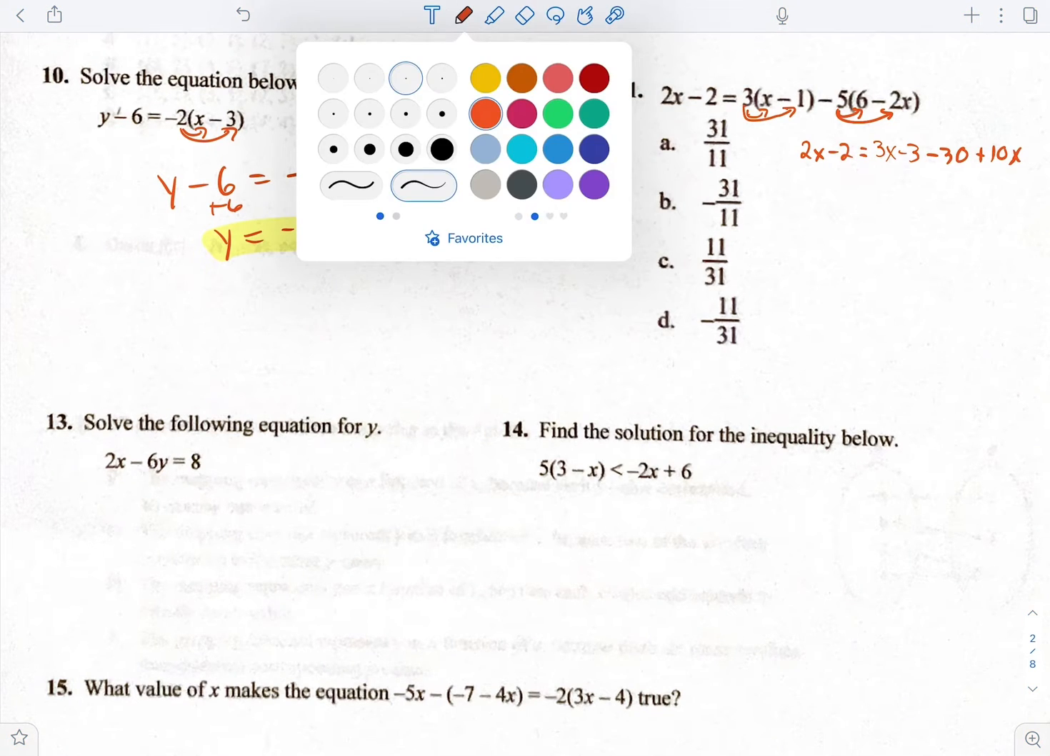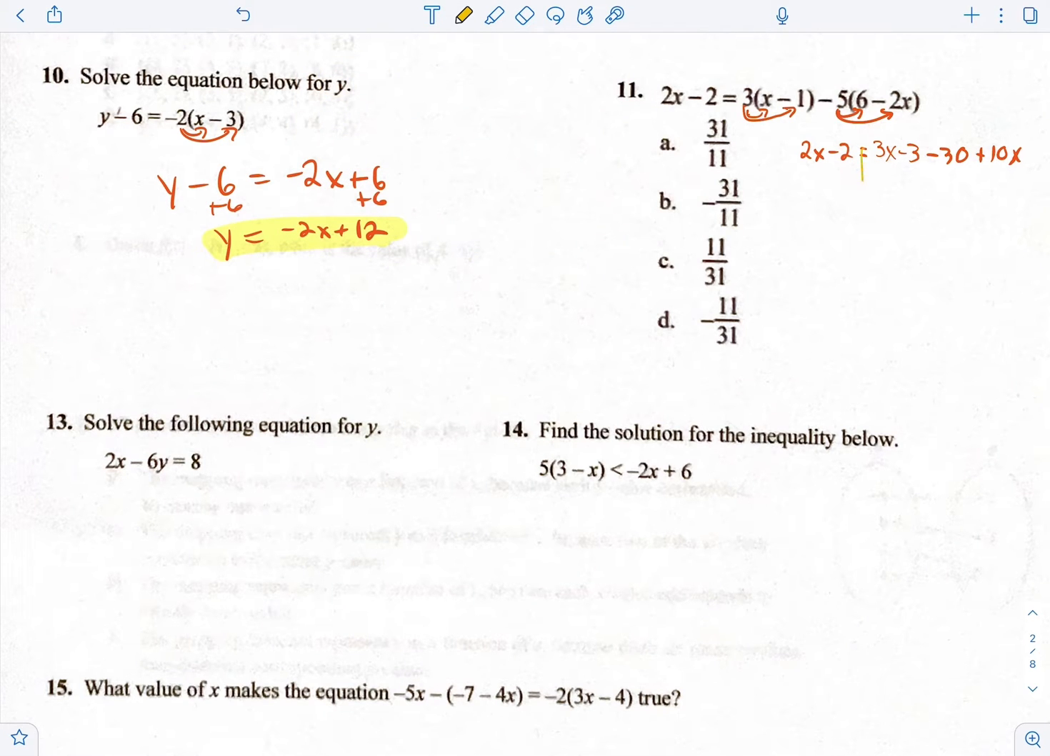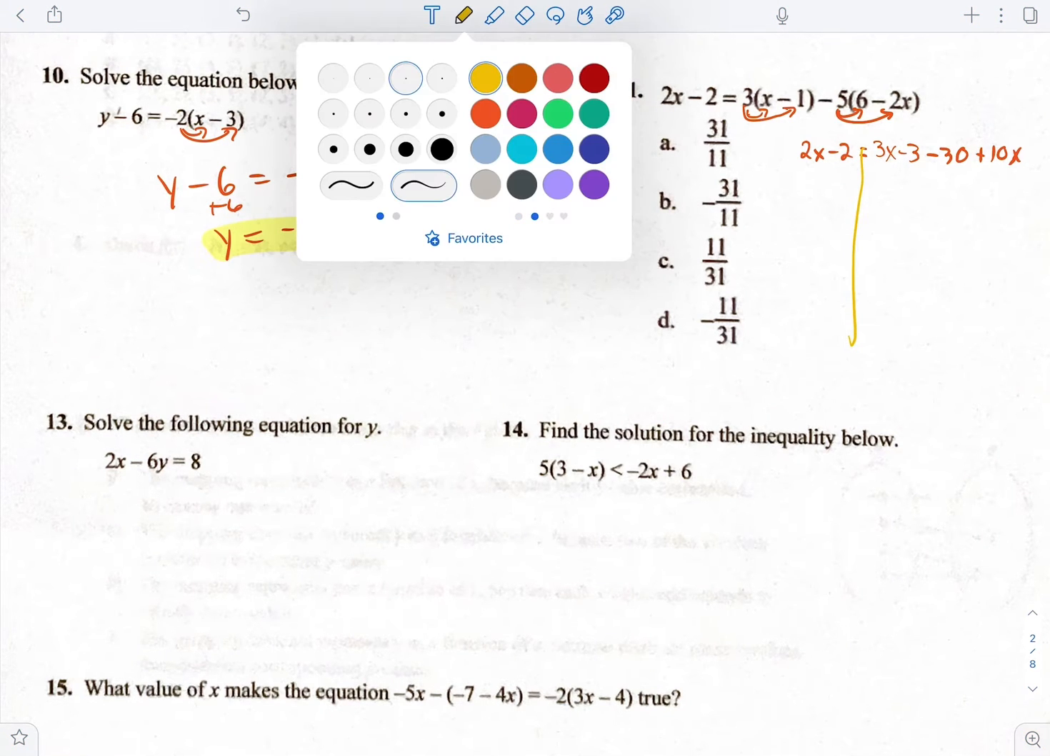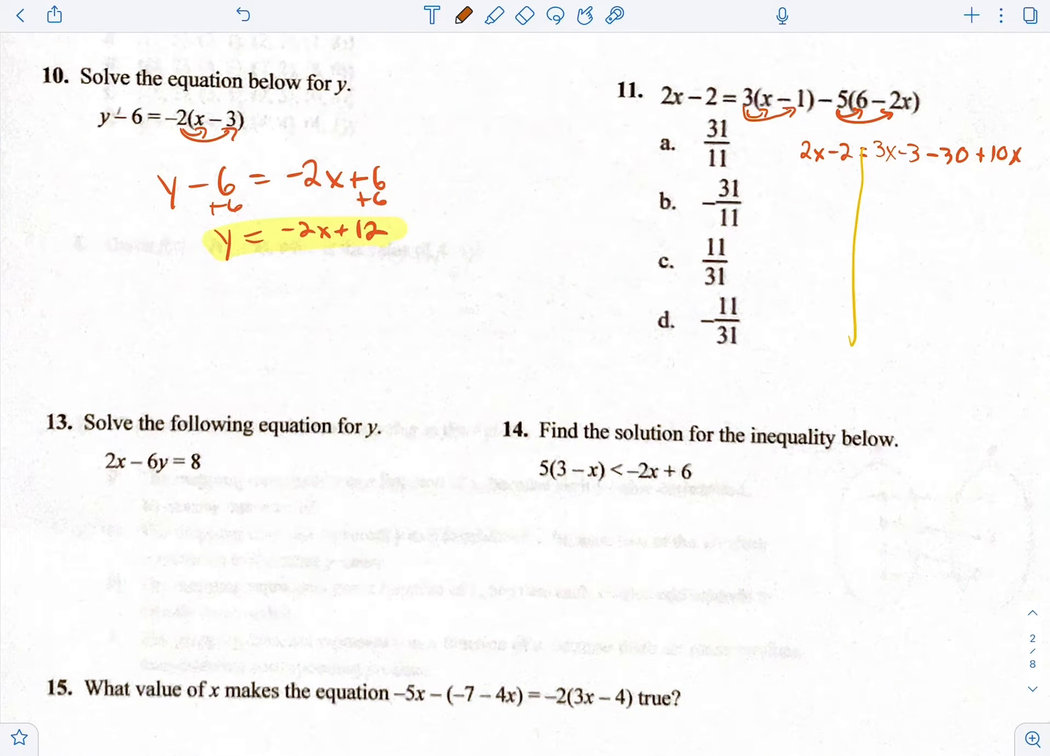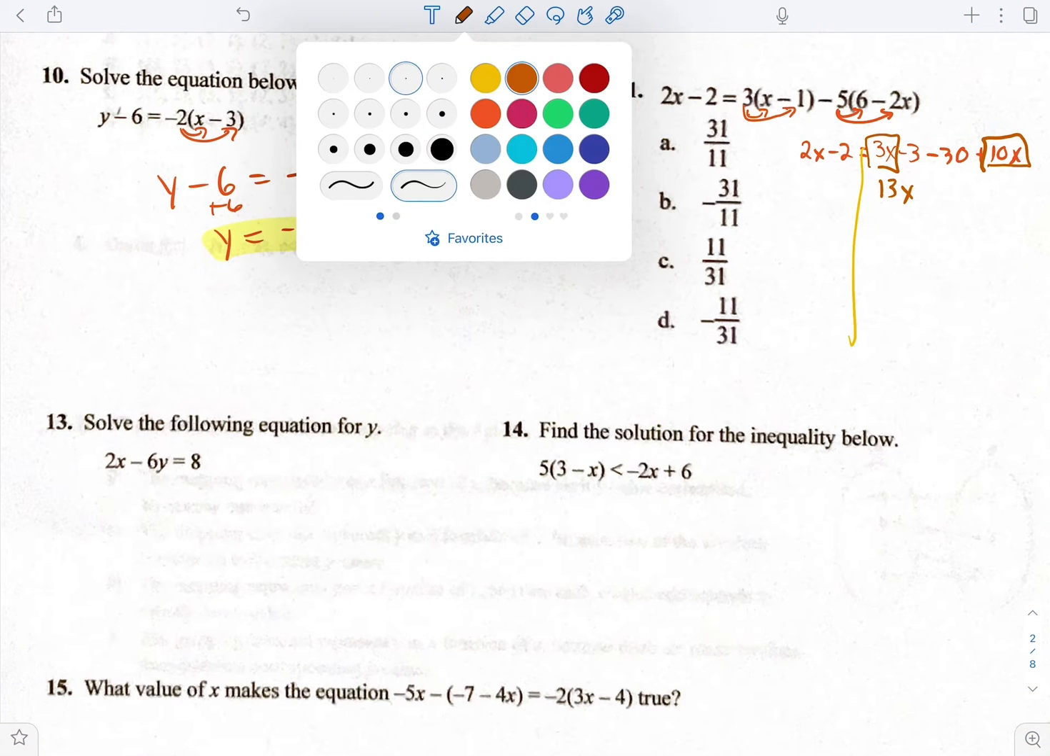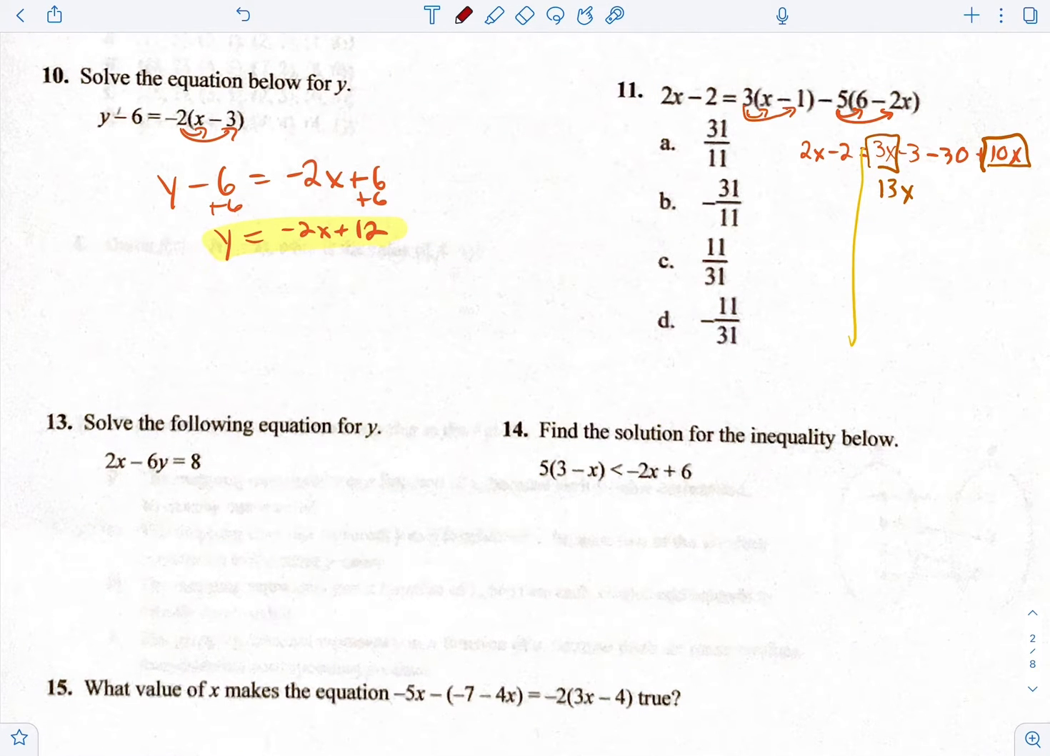Our like terms here, of course, there's a line here, so let's be clear. And the 10x and the 3x are like terms, so that turns to 13x. And then we have the negative 3 and the minus 30 gives us negative 33.